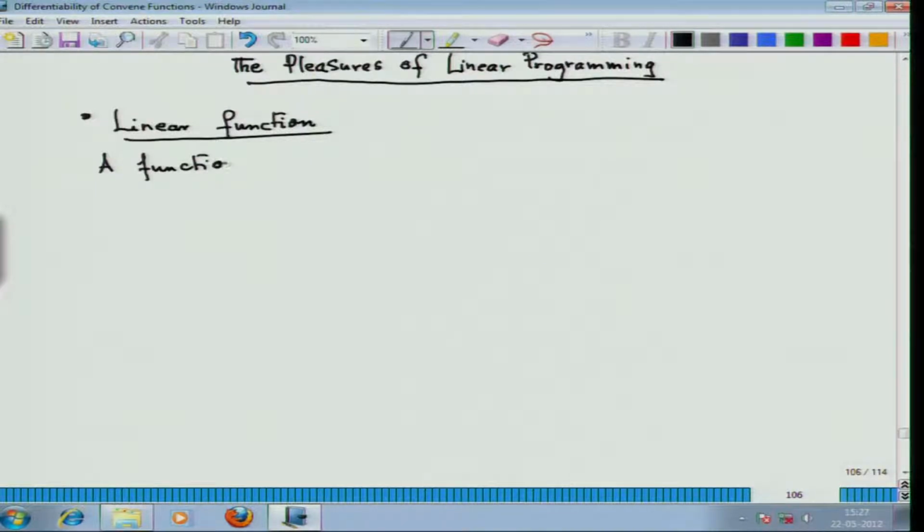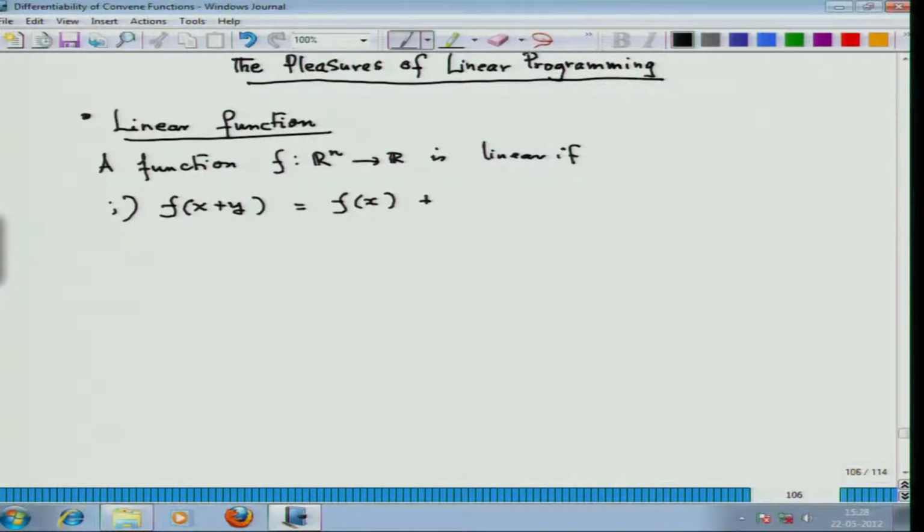A function f which takes an element in Rn and places it in R is linear if the following two conditions hold. First one is the condition of additivity, that is, vectorially add two elements in Rn, then the functional value at the new element x plus y is the same as the functional value of f x added with the functional value of y, added as real numbers. We could define this from Rn to Rm, it does not matter, but we are doing it Rn to R because that is exactly what we are interested in.